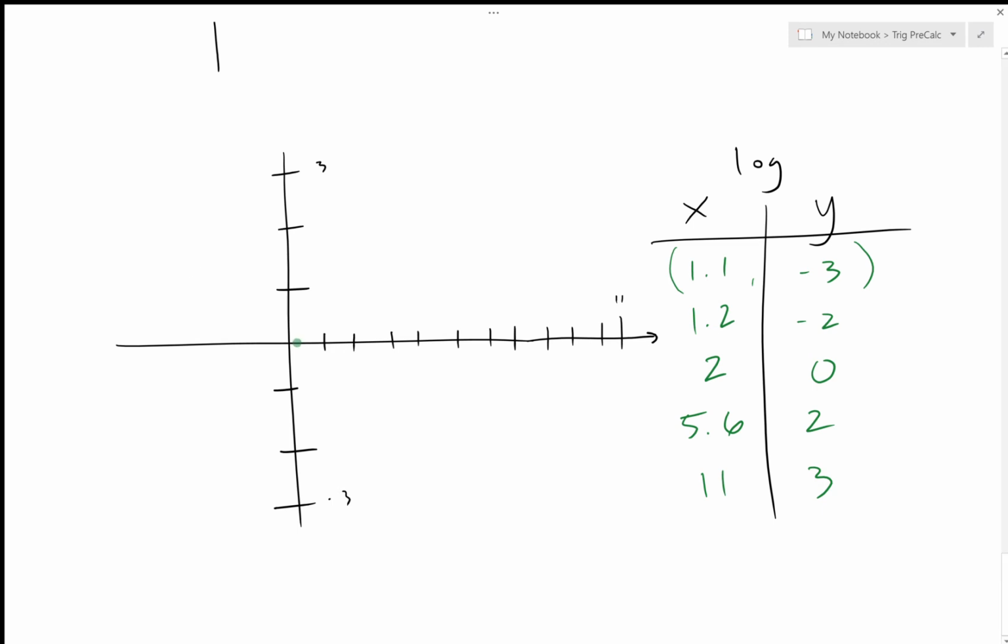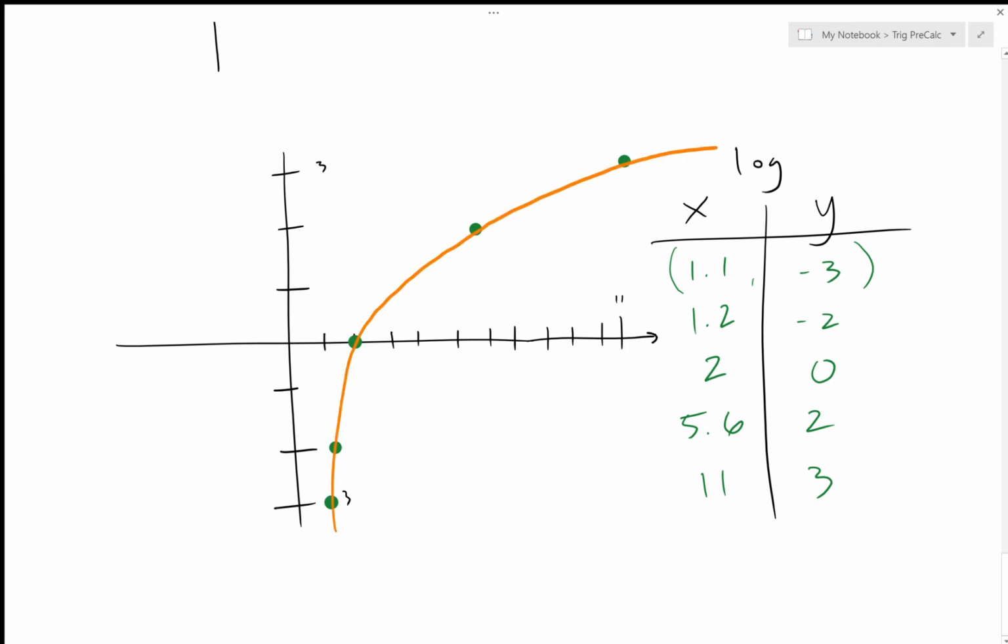So my first point, 1.1 by -3. 1.2, -2, so barely a little bit farther. 2, 0. 5.6, so 1, 2, 3, 4, 5, and a little bit bigger than half. And that goes up 2. And then 11 by 3. And so we're getting that same general shape as before. It's that log shape.